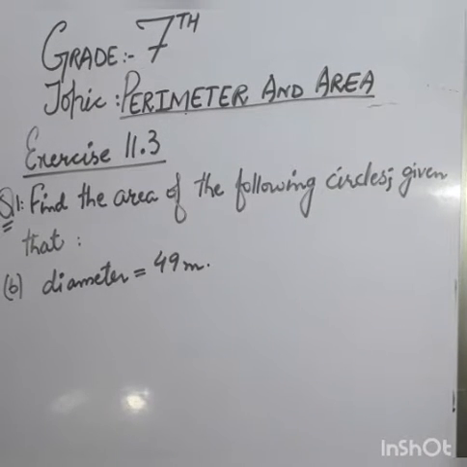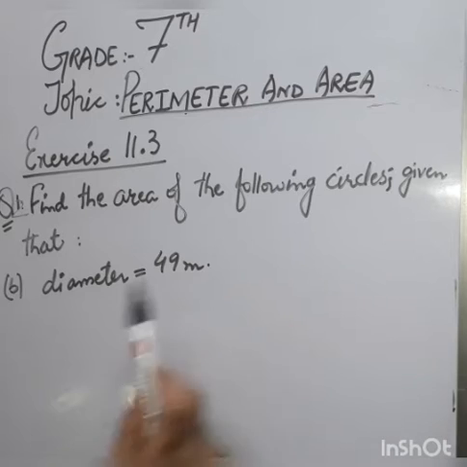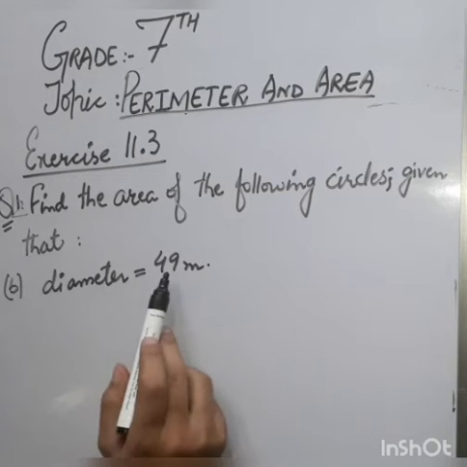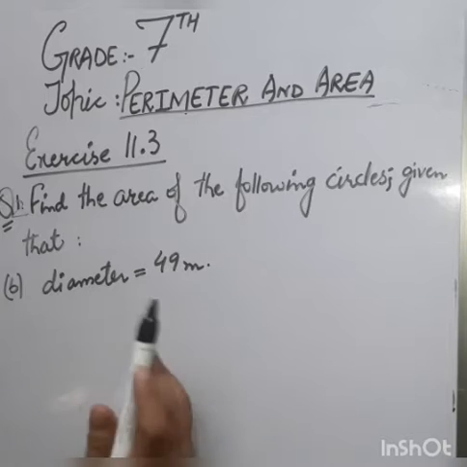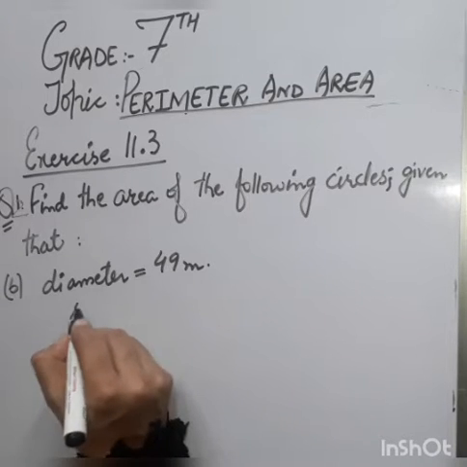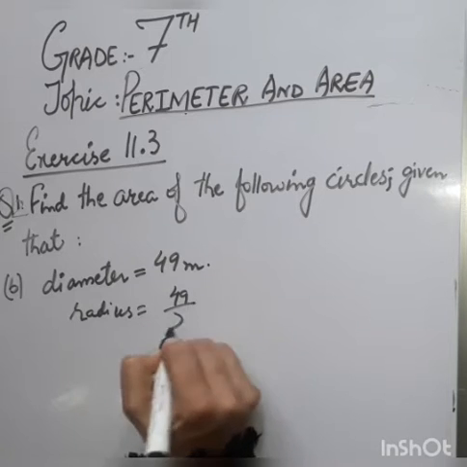Now students, question number 2 is: find the area of the following circles given that. So now we have to find the area, and part B is the diameter given as 49 meters. So here we are given the diameter. So we have to first find the radius. So the radius will be equal to 49 by 2 meters.